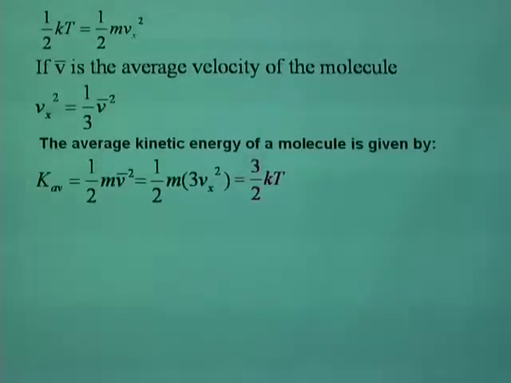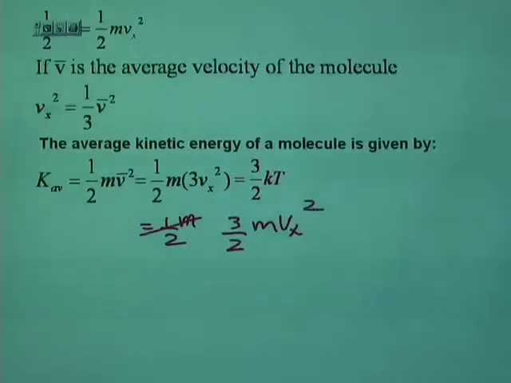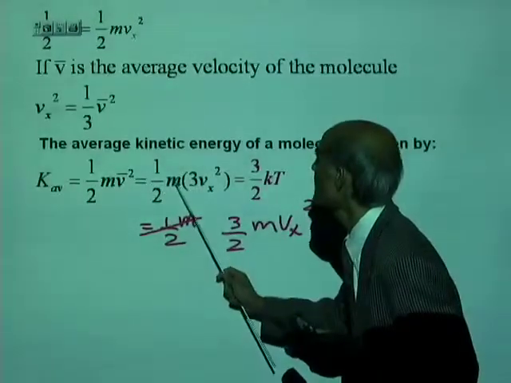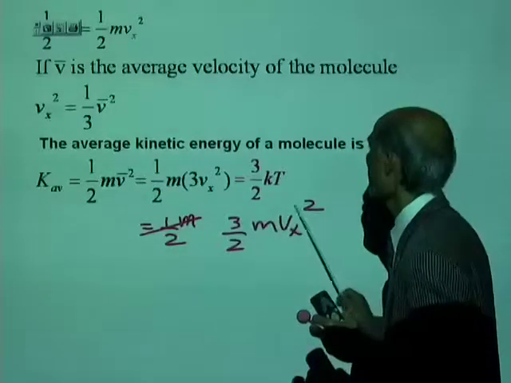I omitted a step there. What that means is it will be 1/2 times m times 3v squared. You see, this 3 I'm going to write as 3 over 2 mvx squared. Is it all right? This is the 3 over 2 mvx squared.